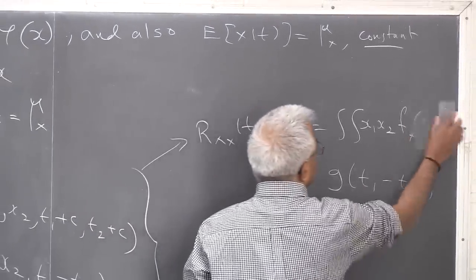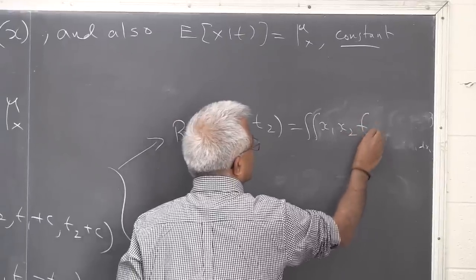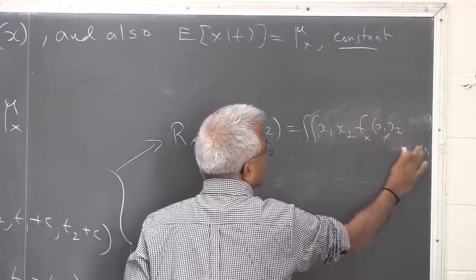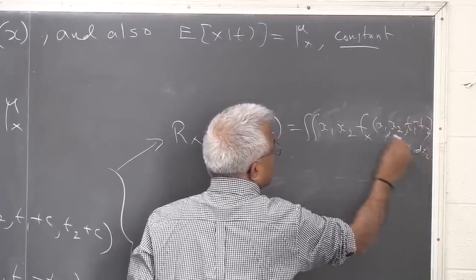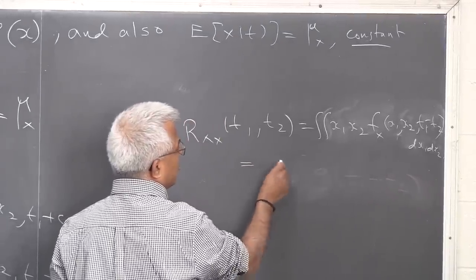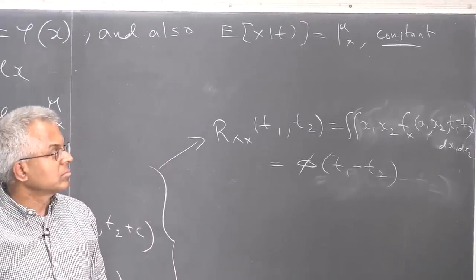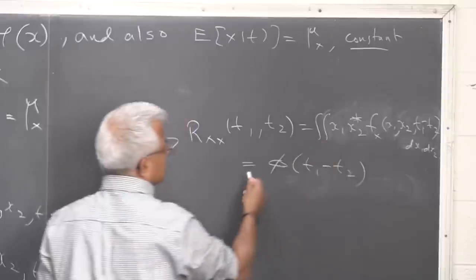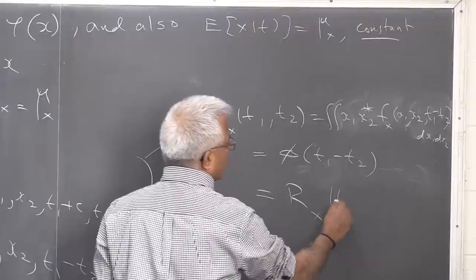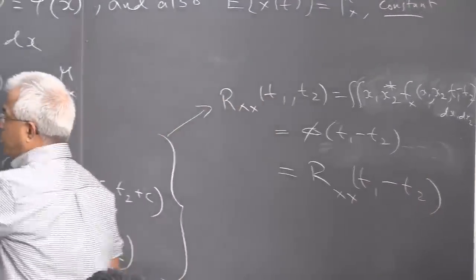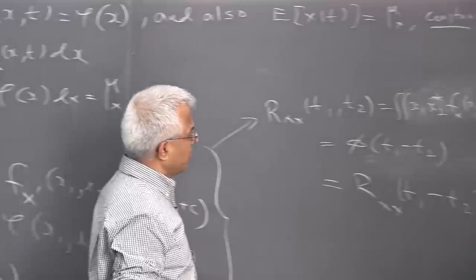Maybe this is not clear, so let me write it here. This is the double integral of x1 x2 fX(x1, x2; T1 minus T2) dx1 dx2. x1, x2 goes away, so this is going to be some function of T1 minus T2, right? Remember, there is a star here. So we can write that if a process is strict sense stationary, this result holds.